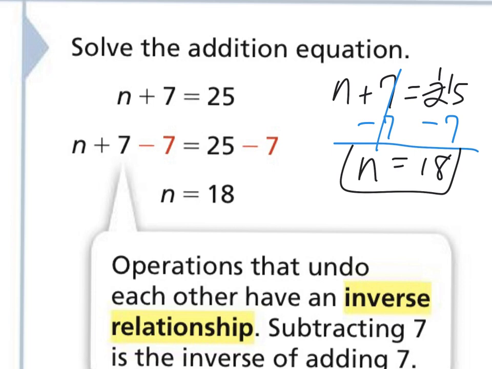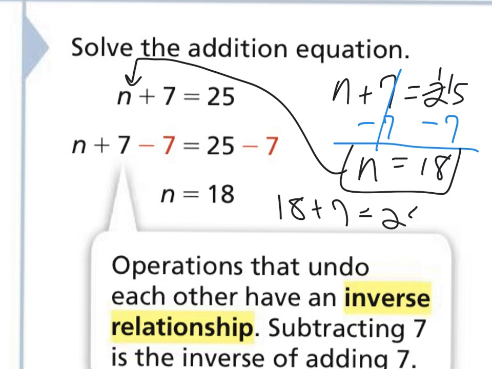The nice thing about this is you can substitute that, if you have time, back into the original equation and then see if it works. So 18 plus 7, is that equal to 25? It is. Then we know we have the right answer.